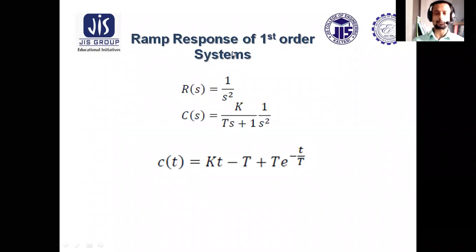Now what is the ramp response? So for ramp response, what is the change to be made? The input should be changed. For unit ramp input, the Laplace transformation will be 1 by s square. So C(s) will consequently be the transfer function K by (sT plus 1) into 1 by s square. By performing inverse Laplace transformation, we'll get this equation. Now based on this equation, we'll analyze how the system output c(t) is changing with time.